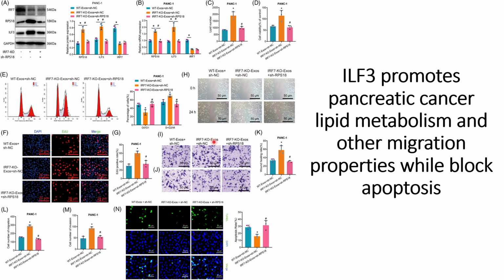in M1 macrophages, IRF7 regulates RPS18, and this RPS18 will then translocate through extracellular vesicles into the pancreatic cancer cells, where it interacts with or upregulates ILF3, and thereby helps the pancreatic cancer cells to acquire aggressiveness properties and at the same time blocks apoptosis.